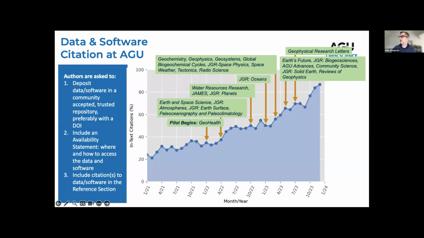So as you can see, early in 2022, we added GeoHealth as our first journal. We started pushing back the articles if they didn't have a citation, and then began to add clusters of journals after. And we've steadily started to see that we're up around 90% of our papers have fully functional data citations in them. Again, fulfilling all three of those things: deposit your data, make a data availability statement, and actually cite the data.